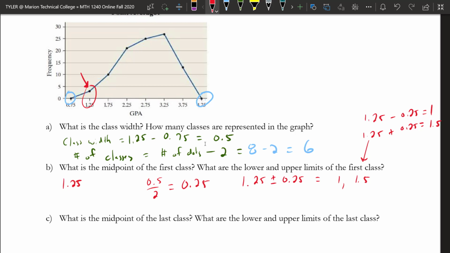So then the lower and upper limits, or what that interval would look like, would be 1 to 1.49, or more specifically, we could show interval notation, which would be 1 to 1.5, where we're including 1 but excluding 1.5, because 1.5 would be in the next class.